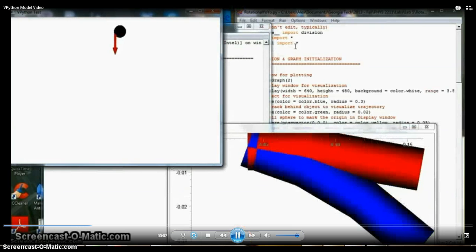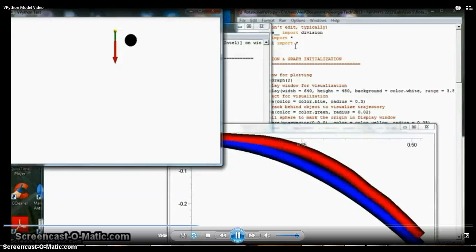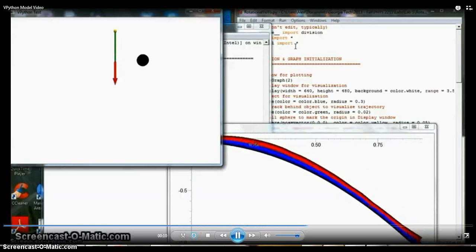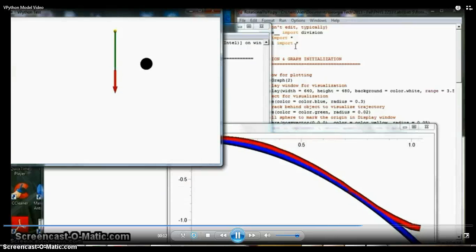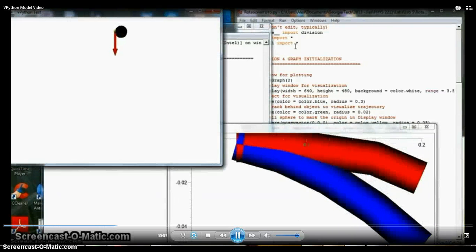Now let's run the VPython code. The black ball represents the yo-yo of my experiment, and the blue ball represents the yo-yo of my VPython model. As you can see, although the black yo-yo does vary considerably in the x direction, it stays fairly constant with the blue ball in the y direction, as you can see by the chart on the right.